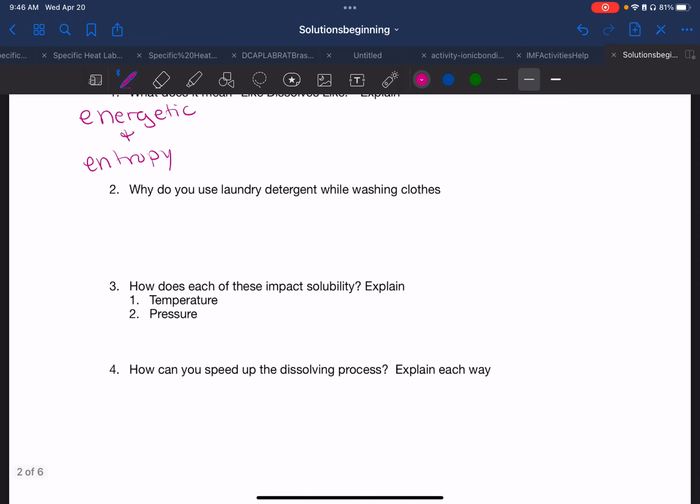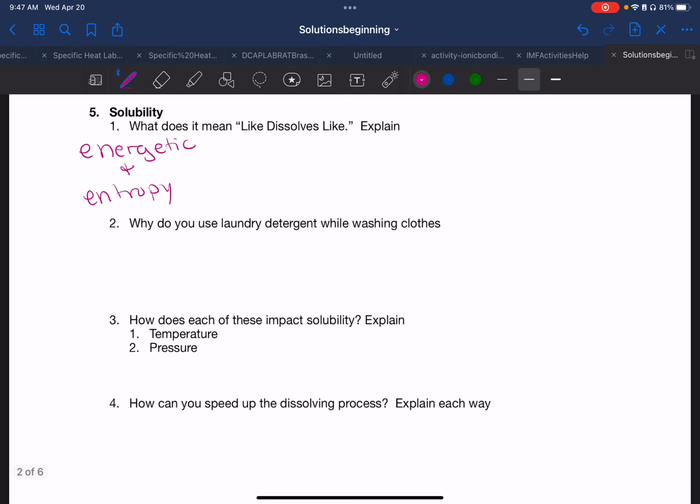Question number 2, why do you use laundry detergent while washing clothes? We've kind of talked about it in class. Think about what he's talking about in step 1. Why, if water is a universal solvent, why can't we dissolve everything? Okay. 3, how does each of these impact solubility? So if I change the temperature and I increase temperature, does it increase solubility or decrease it? Same thing with pressure.